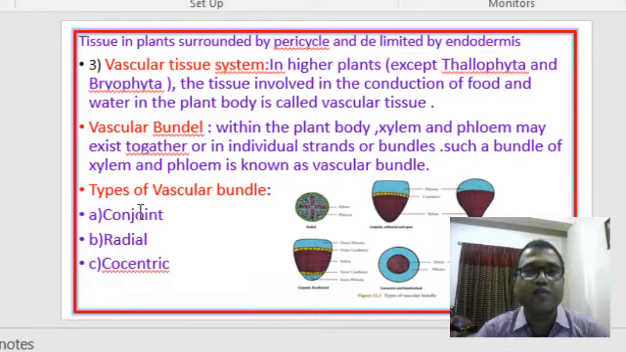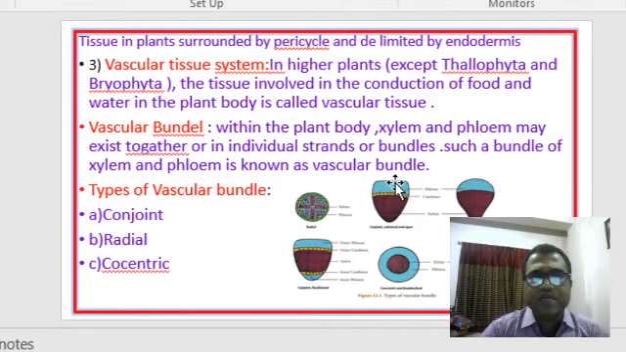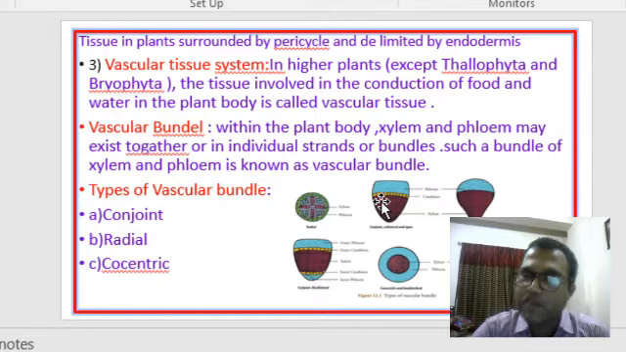What is open collateral conjoined vascular bundle? This one is the open conjoined collateral vascular bundle. In this vascular bundle, in between xylem and phloem, cambium is present. What is cambium? Cambium is one type of secondary meristematic tissue which can divide. These types of open collateral vascular bundle are found in dicot stem.